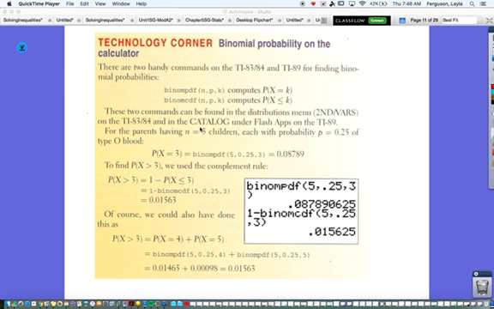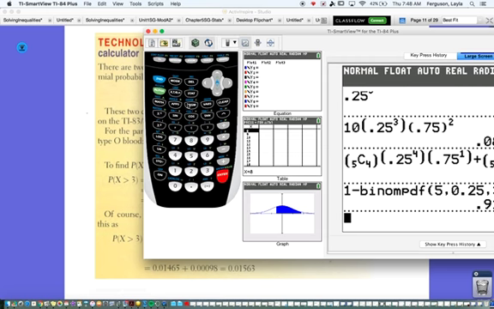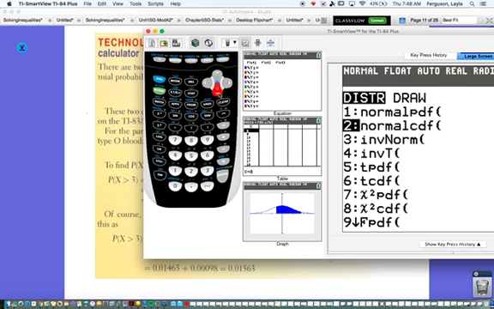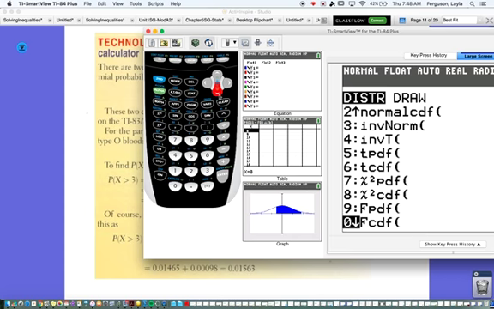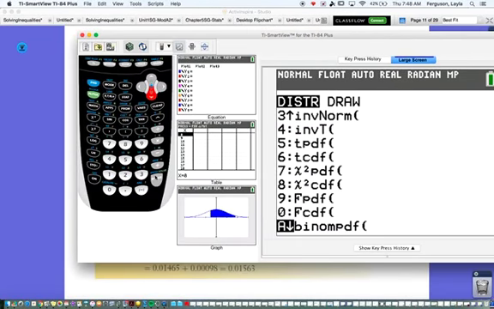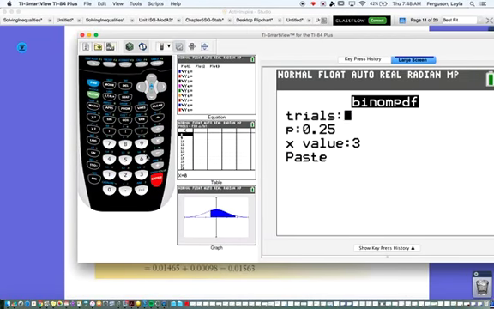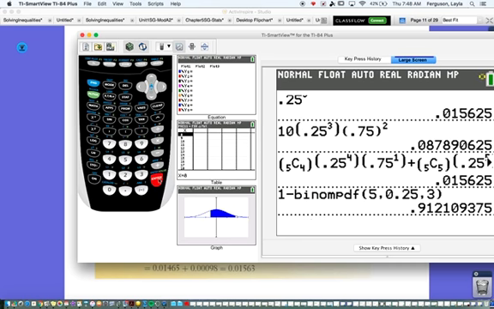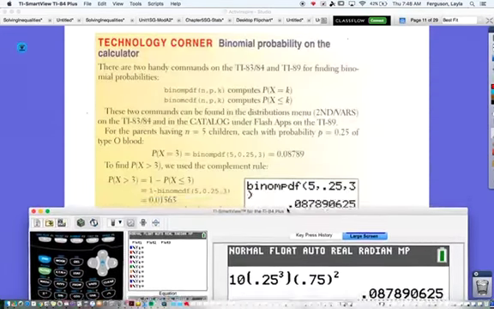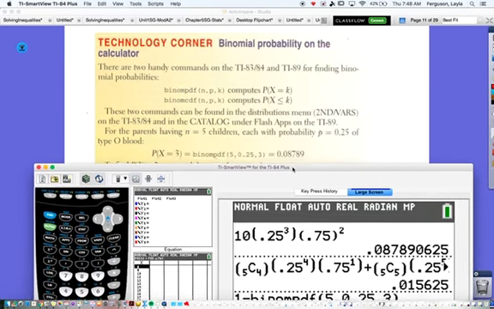So if we wanted to start out by finding x equals 3 using our fancy calculator tools, then we could go to our calculator. We would go to second vars. You are going to scroll down. You're going to get past all the numbers. And because it's x equals 3, we've got to do binomial PDF. So we hit this one. Our trials is 5. Our probability is 0.25. X value is 3. And so whenever we do that, we get 0.08789, which is what we got the first time when we worked the first part of that problem out.